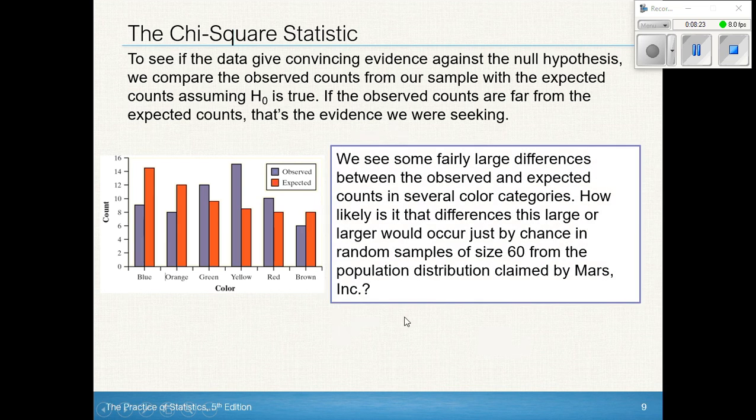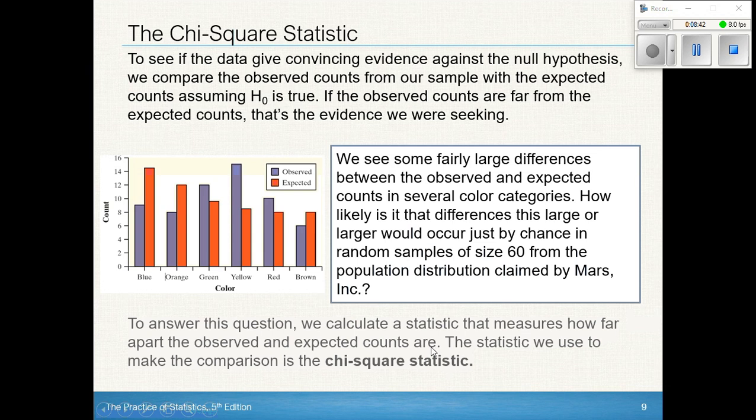The book describes it like this. We see some fairly large differences between the observed and expected counts. How likely is it that differences this large or larger would occur just by chance in random samples of size 60? Because your bag of M&Ms is basically like a random sample of M&Ms from the M&M Mars Company.